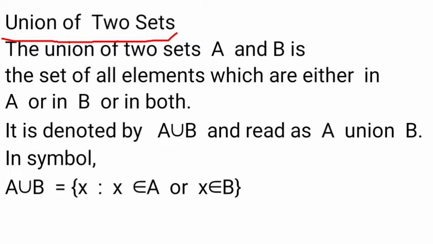Next one, union of 2 sets. The union of 2 sets A and B is the set of all elements which are either in A or in B or in both, that is union. It's denoted by A union B, that symbol is the union symbol, and read as A union B. In symbols, A union B equal to set of x such that x belongs to A or x belongs to B.